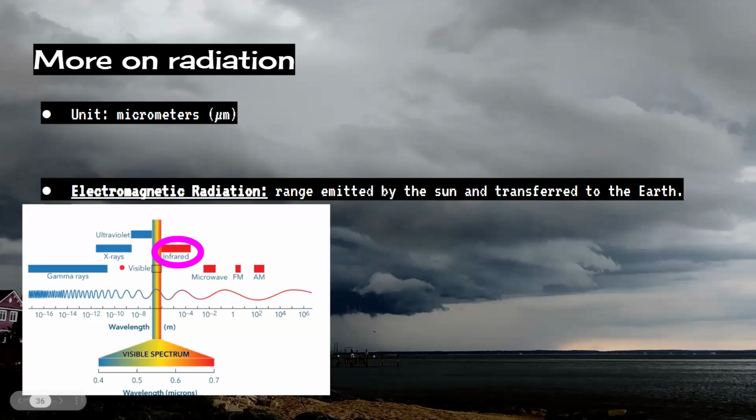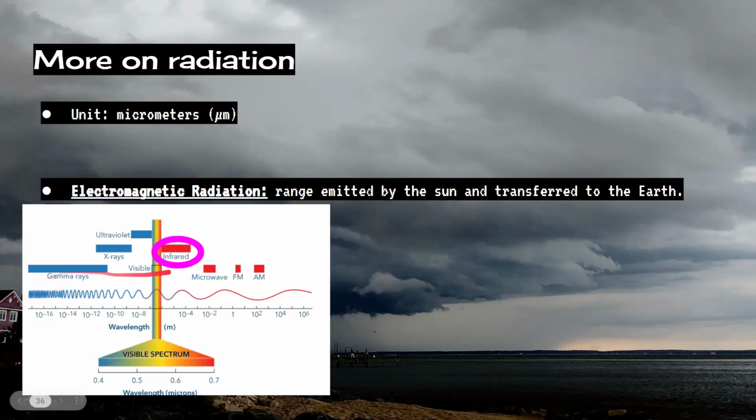More on radiation. When we're talking about radiation, we can use the unit micrometers. The electromagnetic spectrum, you may have seen this before. It tells us about electromagnetic radiation that is emitted by the sun and transferred to the earth. Over here, these are shorter wavelengths. Since they're closer together, these are longer wavelengths.